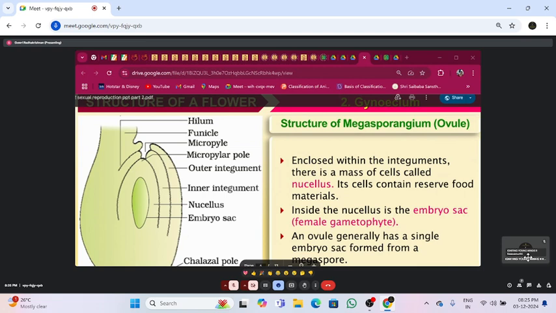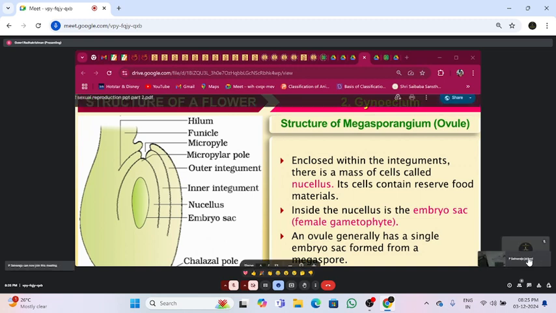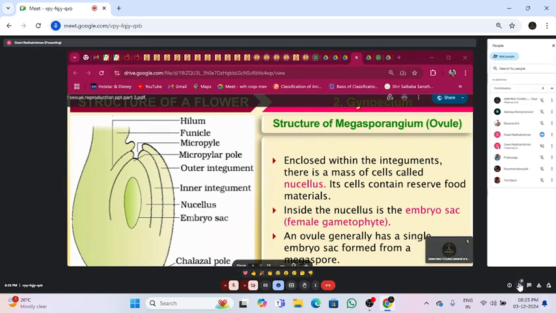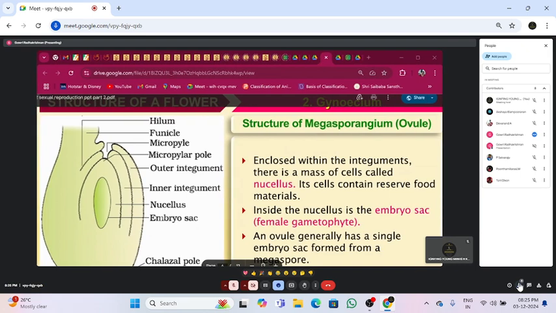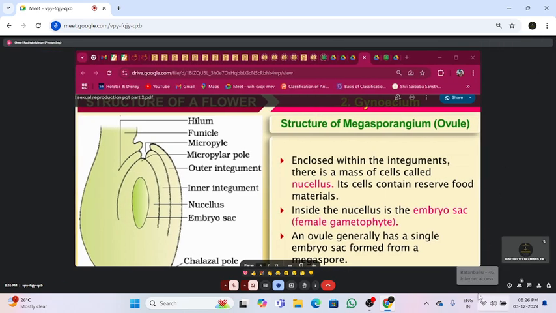Now, this is enclosed within the integuments that we saw, outer integument and inner integument. Two layers are there. And there is a mass of cells called nucellus here. After the inner integument, this is the place where the food reserve is there for the development of the female gamete. So that is called the nucellus. And the center part is the embryo sac.